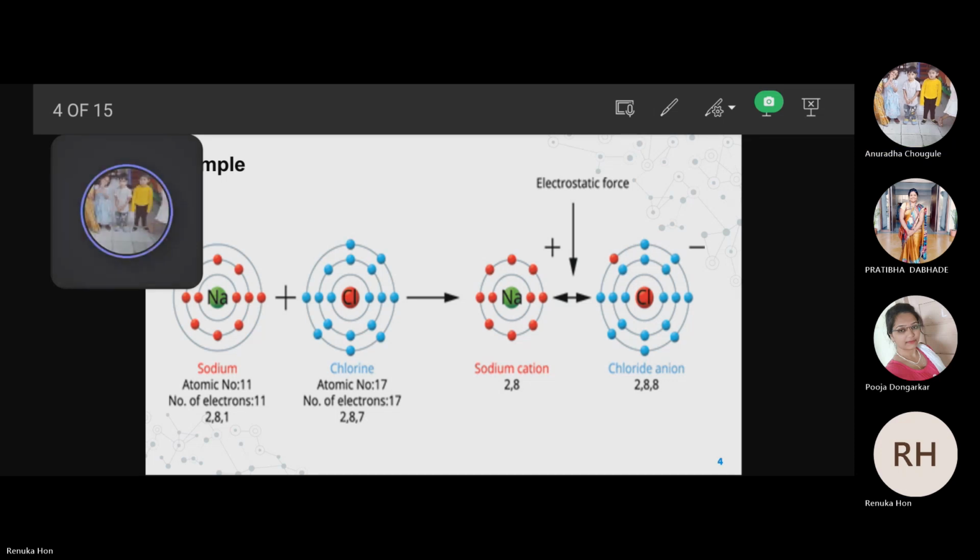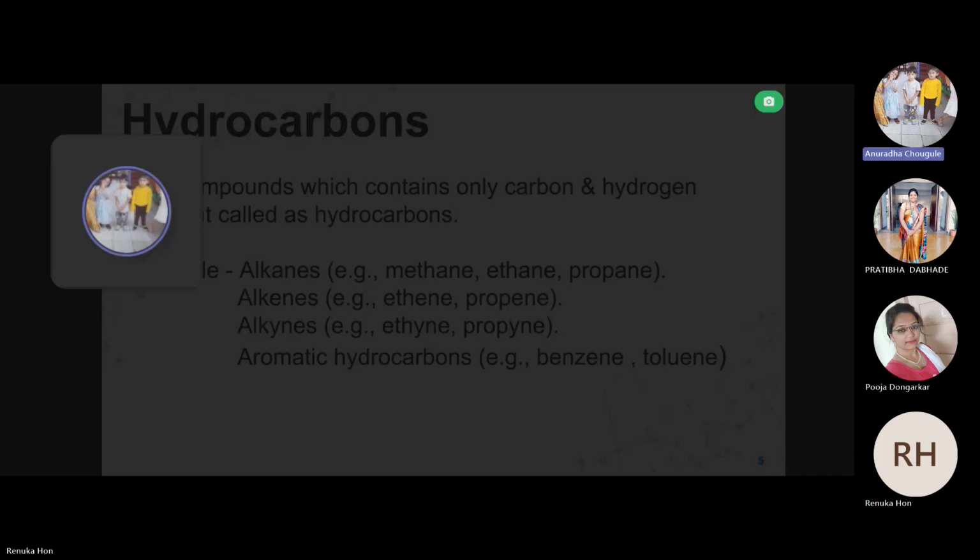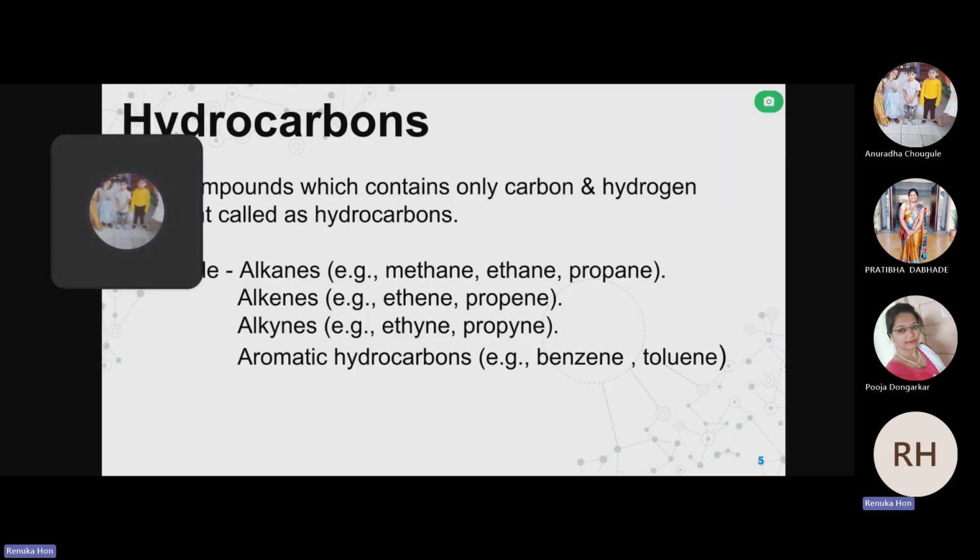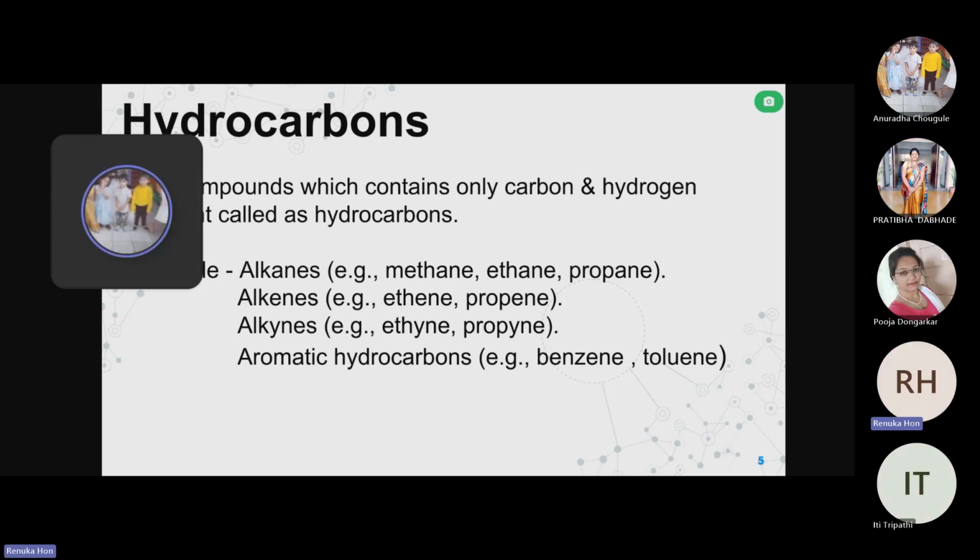Oh, yes, I think carbon valence is 6. No, the atomic number of carbon is 6, but the valency of carbon is 4. Atomic number is 6, valency is 4. So now the hydrocarbons.